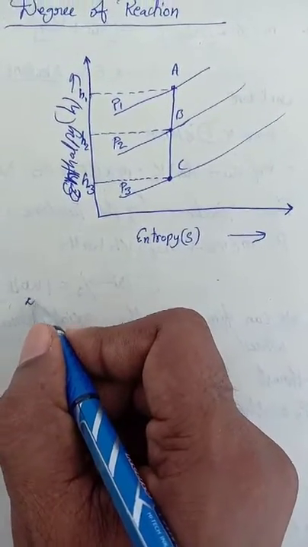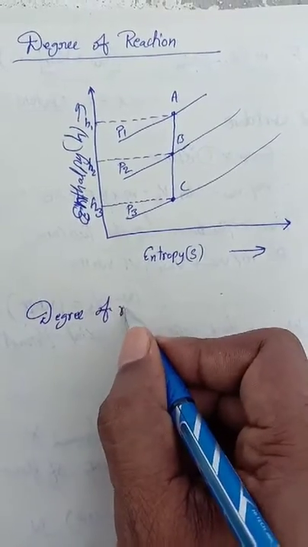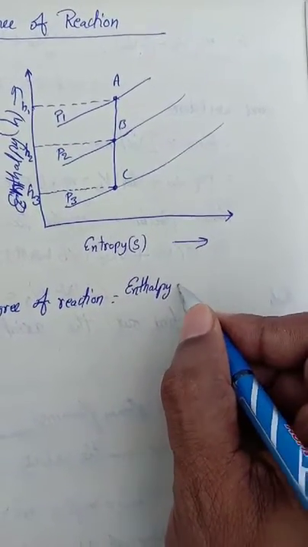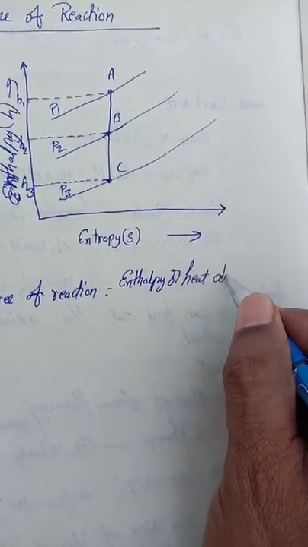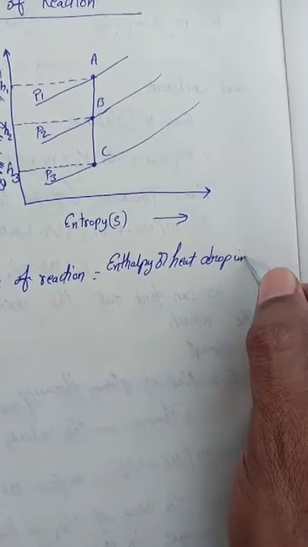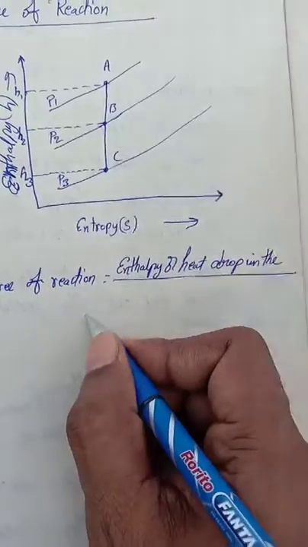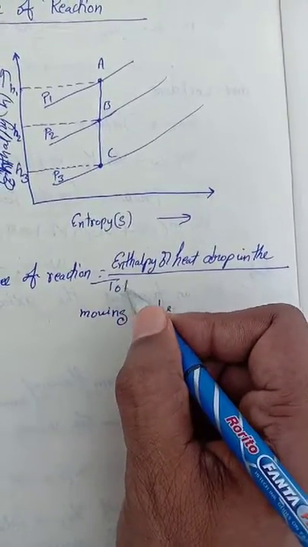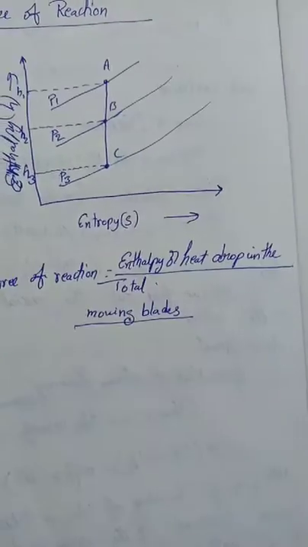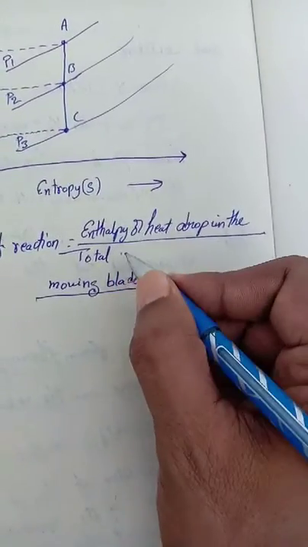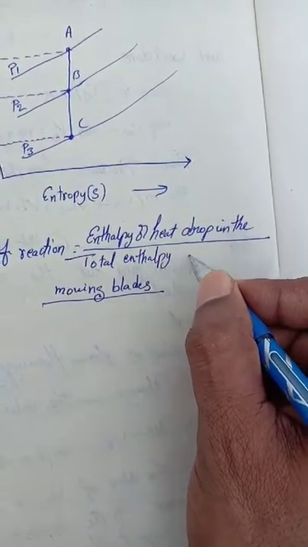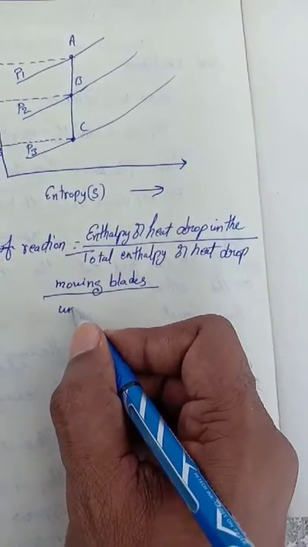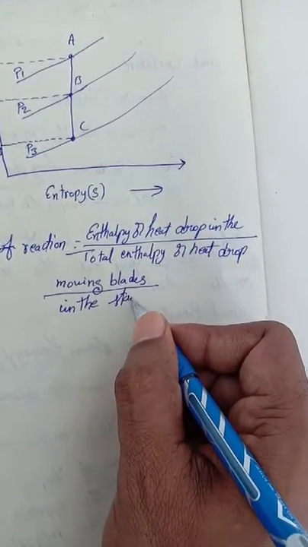So that is, degree of reaction is equal to the ratio of enthalpy or heat drop in the moving blades divided by the total enthalpy or heat drop in the stage.